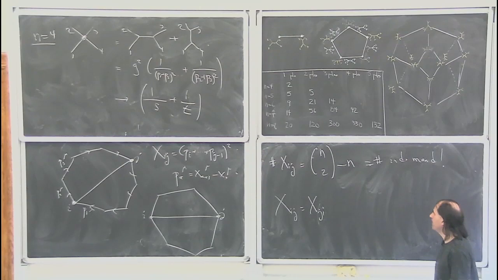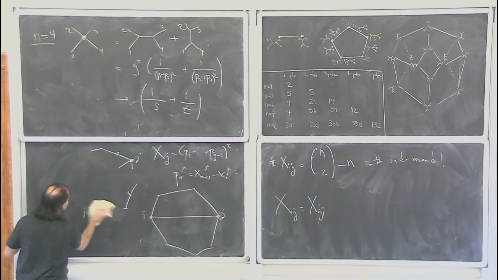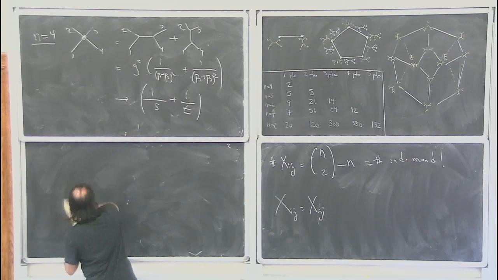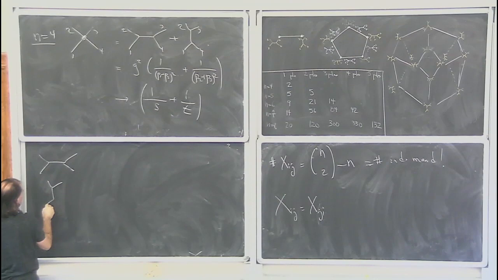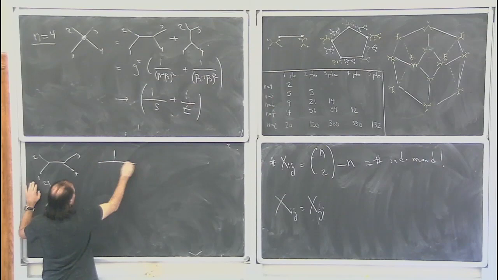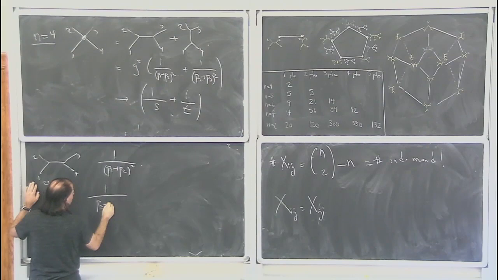Furthermore, using the x's, we actually get a very nice sort of geometric picture of what each Feynman diagram is. So let's go back to four-point scattering, where I had these two diagrams. This one is 1 over (p1 plus p2) squared. This is 1 over (p2 plus p3) squared.